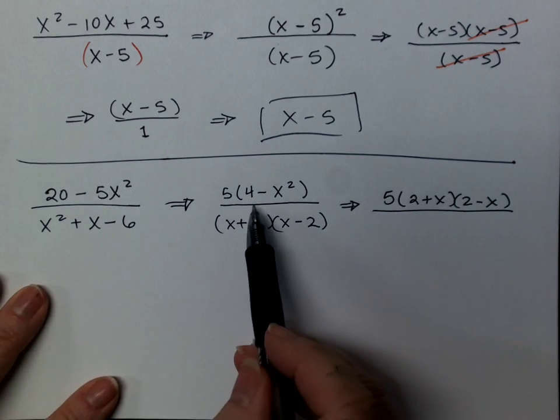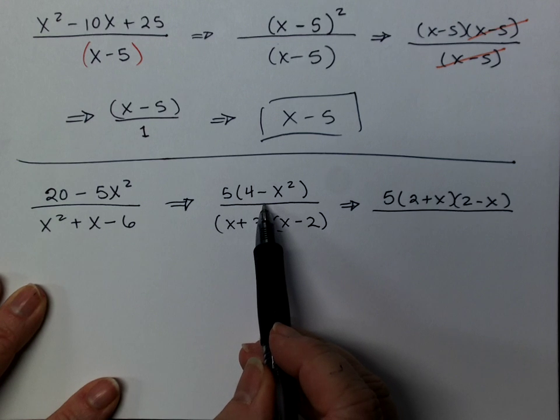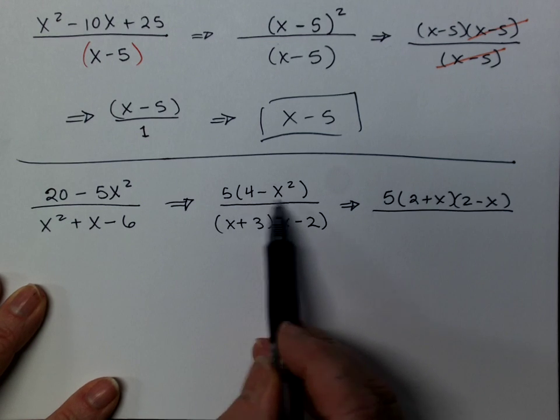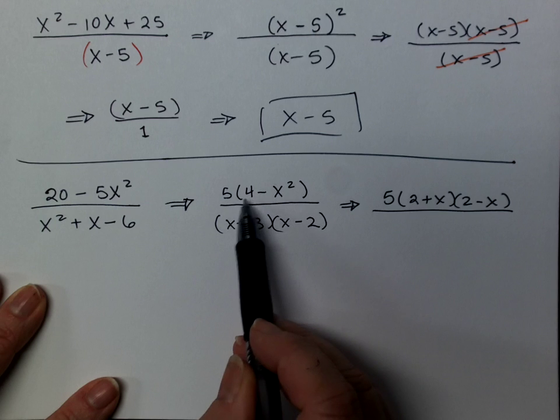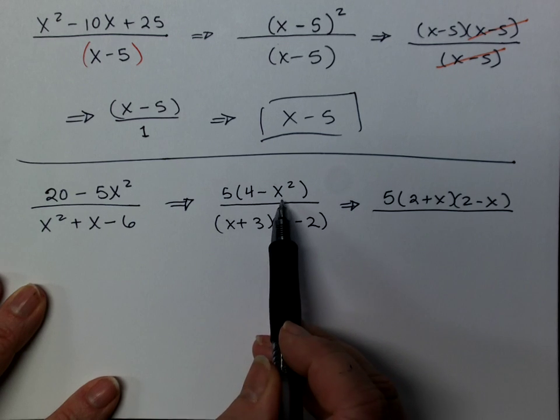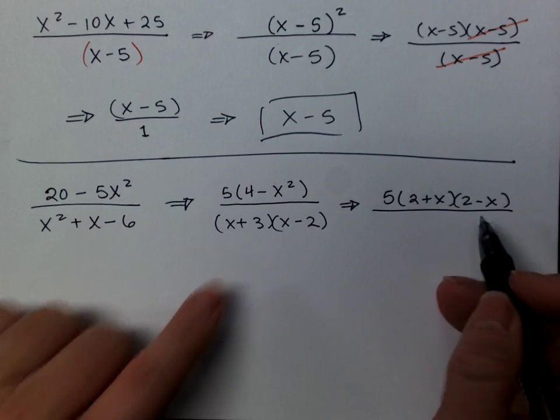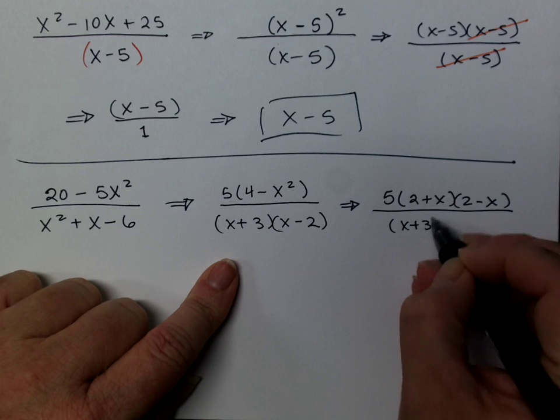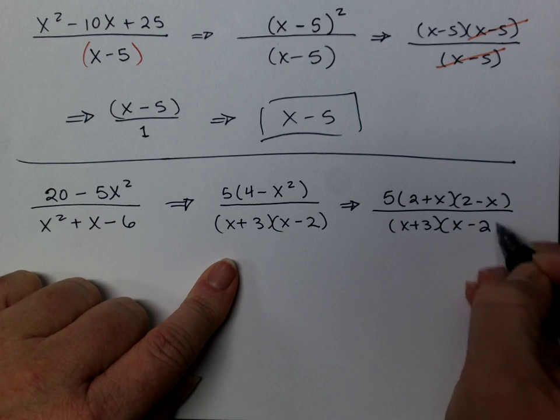Okay? So this is a difference of squares. It makes its conjugates, not opposite, conjugates. A plus b, a minus b. This is your a, which is 2. This is your b, which is x. And on the bottom we had x plus 3, x minus 2.